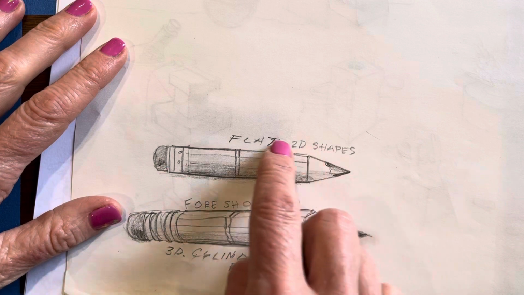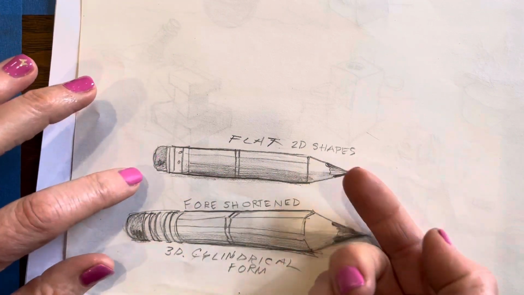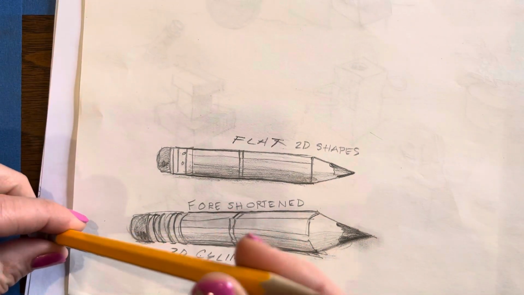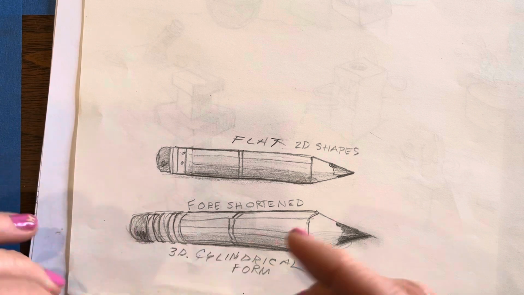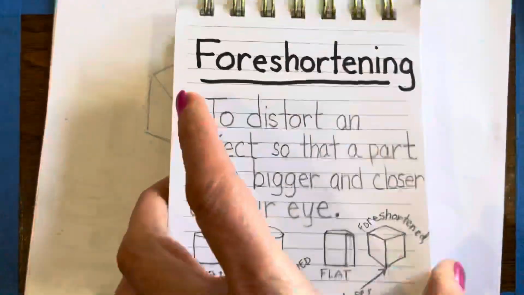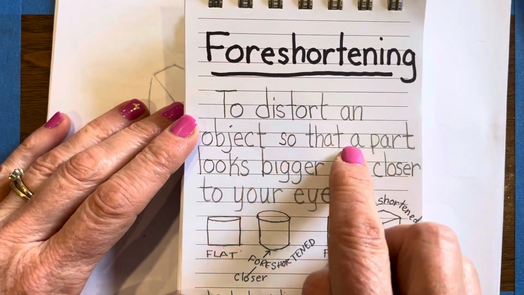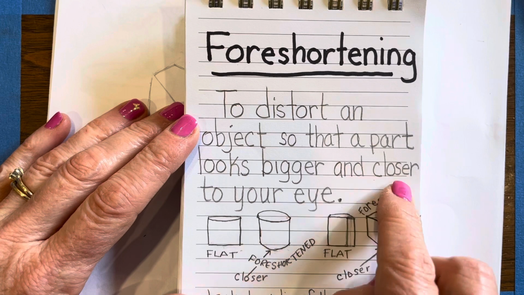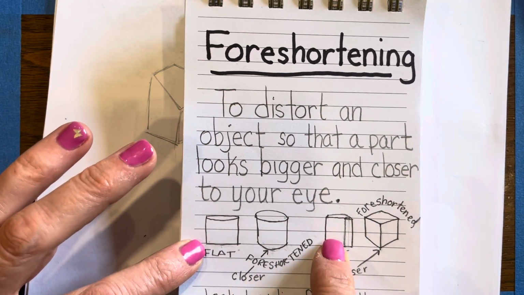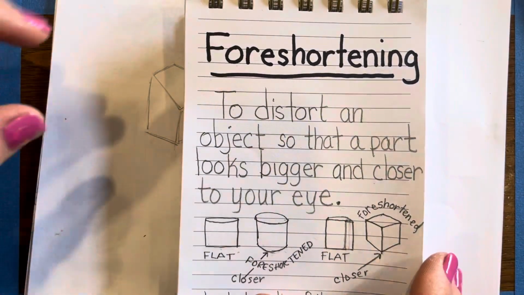This is a beautifully drawn and shaded, but check out what happens when you bring one side closer. When you bring one side closer, everything becomes more three-dimensional. It's foreshortened. Foreshortening, let's not forget, is to distort an object so that a part looks bigger and closer to your eye. This is flat, foreshortened, flat, foreshortened. Today, we're gonna do all those flat-sided objects.